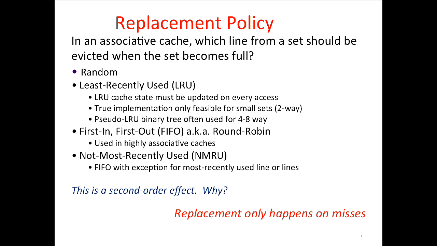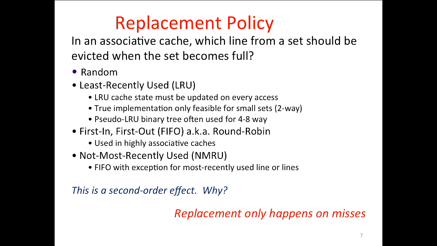And we talked about how it's easy to do that exactly if you have a two-way cache. You just need one bit that says, which way did I access recently? The other way must be the least recently used way. It gets a lot harder as you go to more ways. So people often use what are called pseudo LRU, which approximates LRU, in order to reduce the complexity of the hardware.